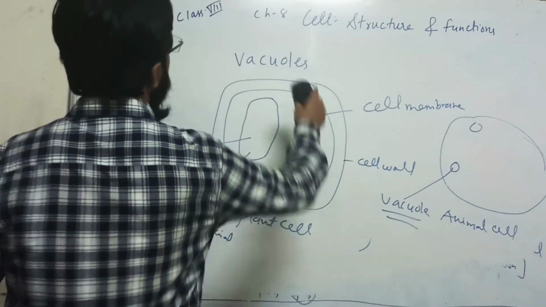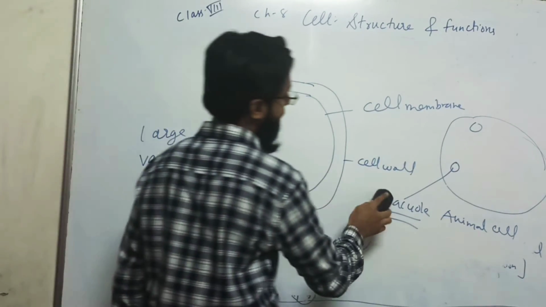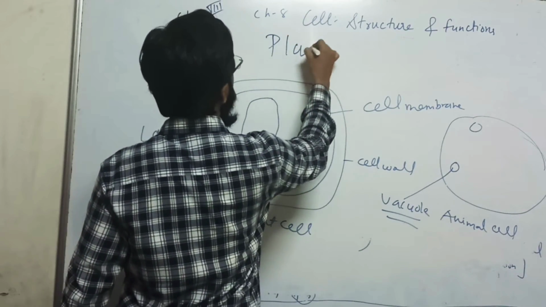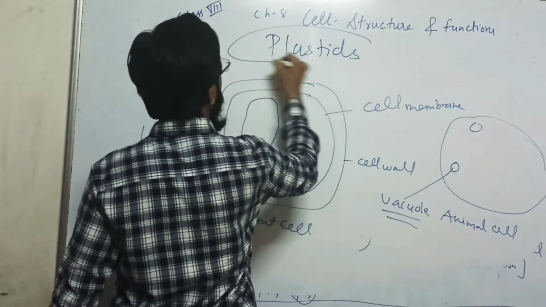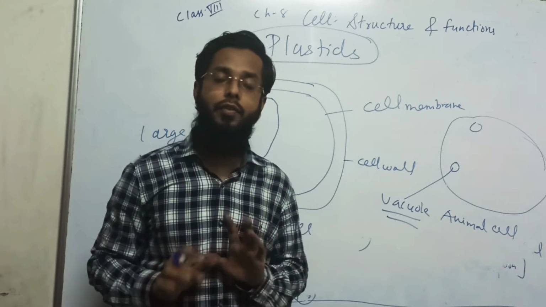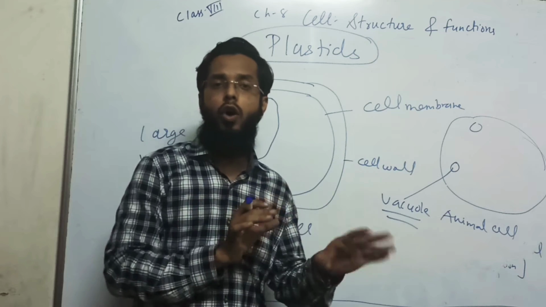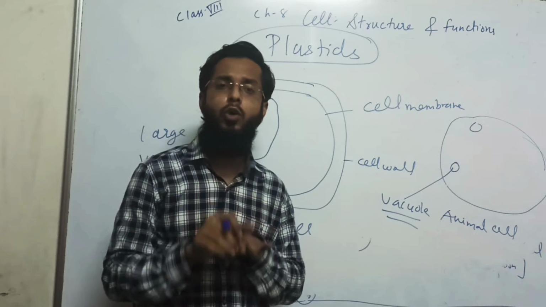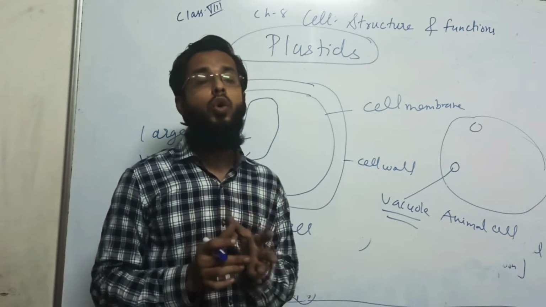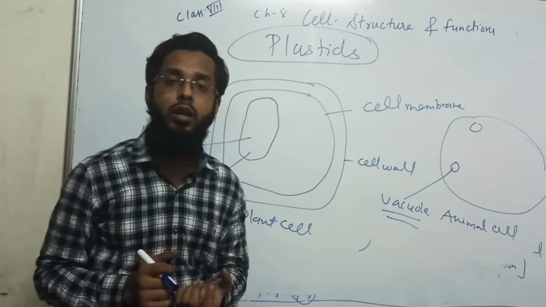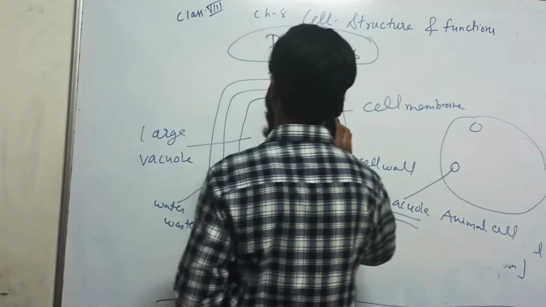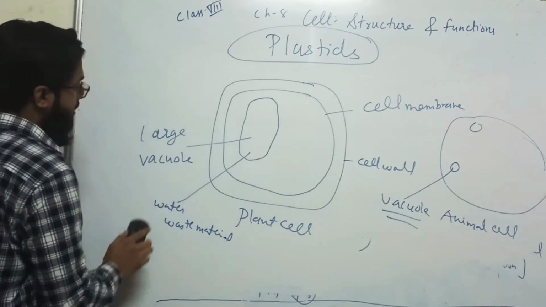This was about vacuoles. Now let's talk about plastids. Plastids are organelles, like a body has organs: lungs, liver, kidney, everything. Same as that, cells have organelles. Different organelles: mitochondria, ribosomes, endoplasmic reticulum, then centrosomes, nucleus. These are known as organelles. So a plastid is also an organelle, and there are three kinds of plastids. Let me just write for you.